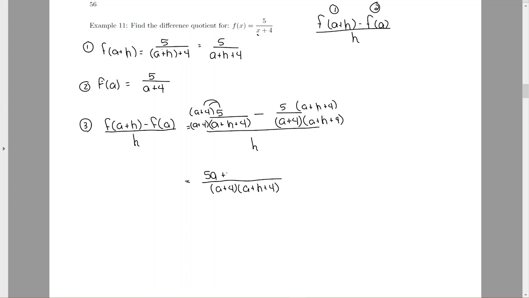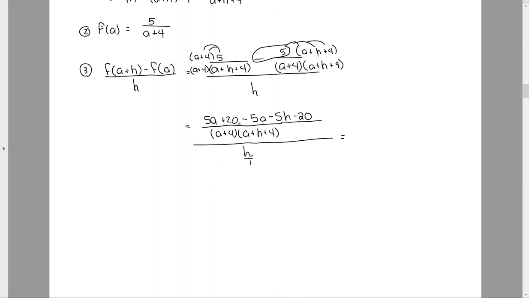5a plus 20. Take the number negative 5 and distribute that through. Negative 5a minus 5h minus 20. And then still common denominator, all divided by h. That's really h over 1.